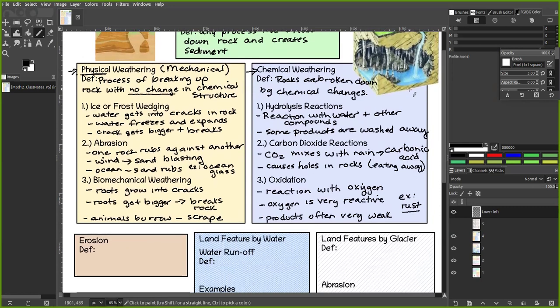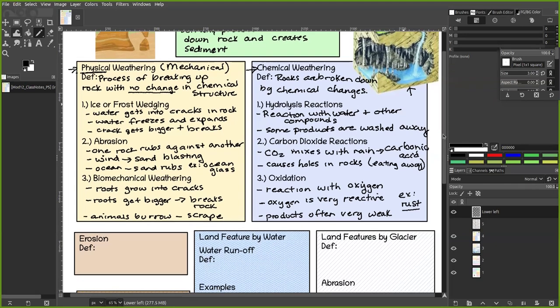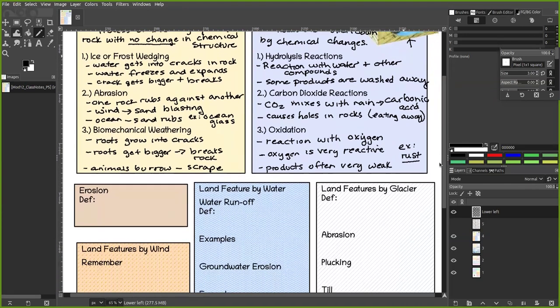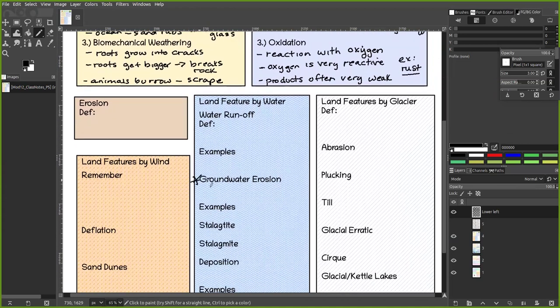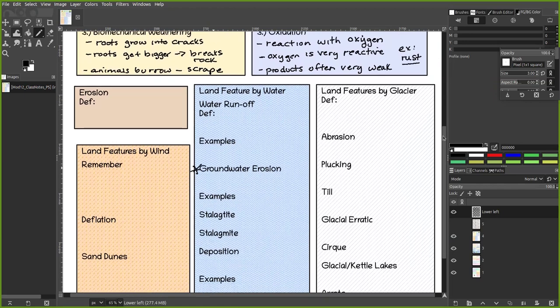Now, caves are part of chemical weathering because water is running through the ground, picking up chemicals and reacting with the rocks and then washing away what is underground. It's washing away some of that rock and it leaves formations behind. And that we're going to talk about down here under groundwater erosion.